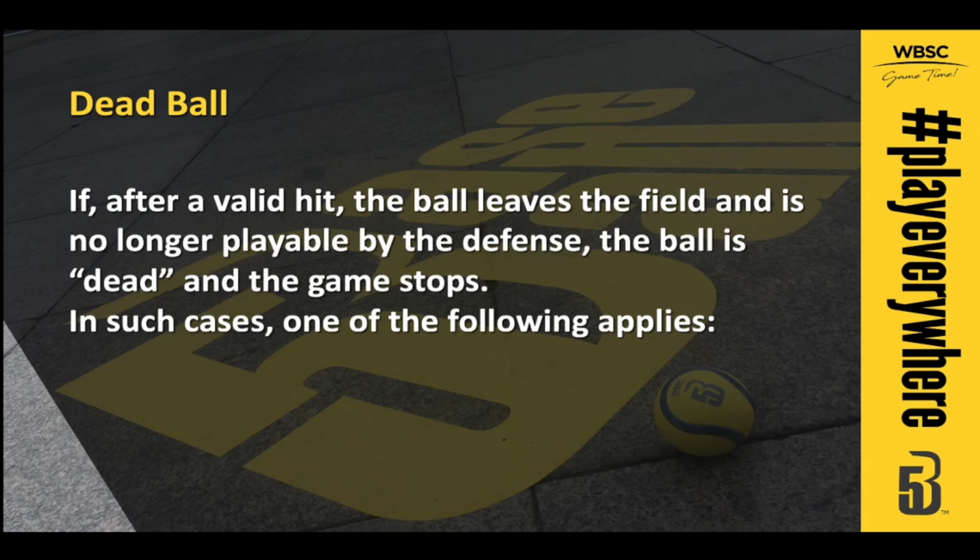That concludes our look at outs and ways to record outs, and now we'll look at some dead ball scenarios. We'll start with a very simple one. If the ball leaves the field of play after a valid hit and is no longer playable by the defense, the ball is declared dead and the game stops. There are a few ways this can happen, so we'll go through them now.